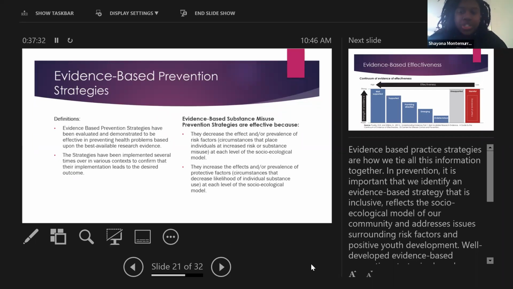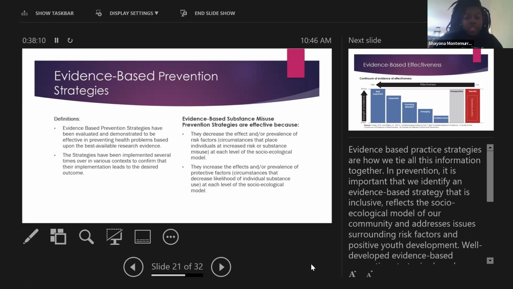So evidence-based practice strategies are how we tie all of our information together. In prevention, it's important that we identify an evidence-based strategy that's inclusive. It reflects the socio-ecological model of our community. So that is, it reflects how our community works, the diversity within our community, whether that's cultural, ethnic, religious, socioeconomic. It reflects that socio-ecological model of our community, and it addresses issues surrounding risk factors and positive youth development.